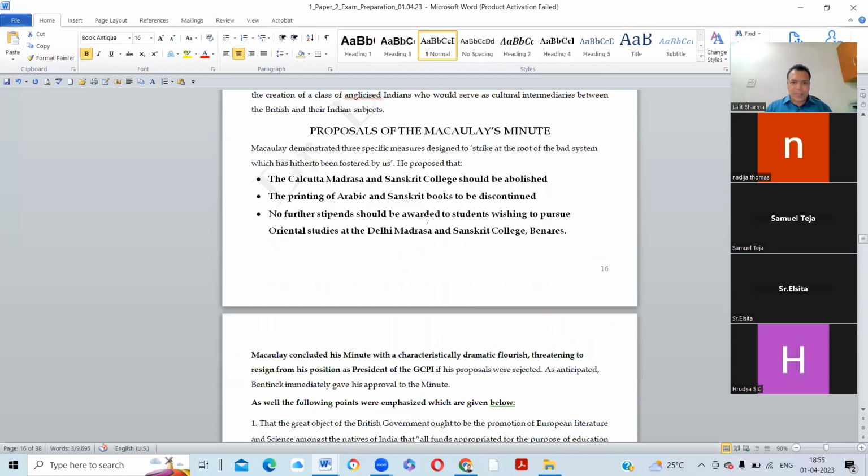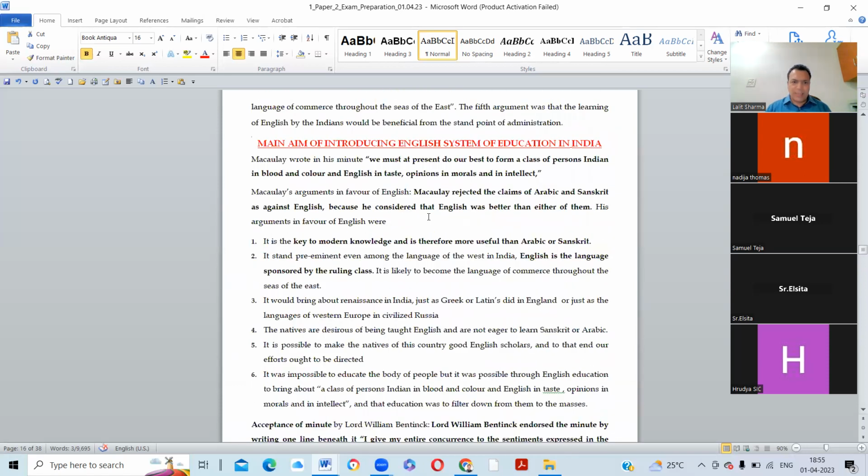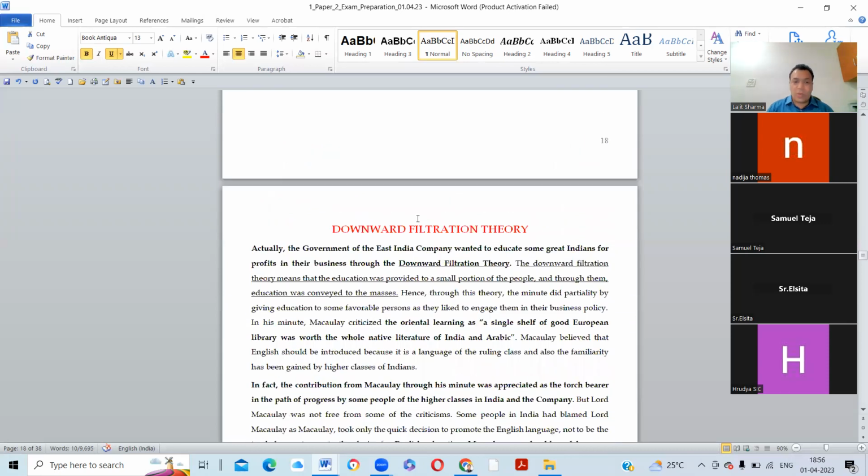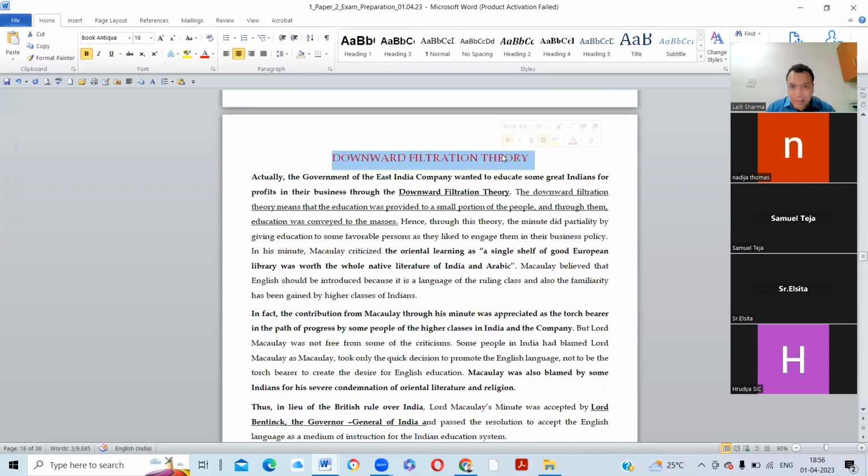This is the proposal of the minute. Then the main aim of introducing the English system of education in India. Under this you have to write why they introduced the English system. You should know that, guys. They wanted to eradicate Indian education, because English has come from Europe. Basically all the literature and other things they started. And here you have to talk about the downward filtration theory under the Macaulay minute.